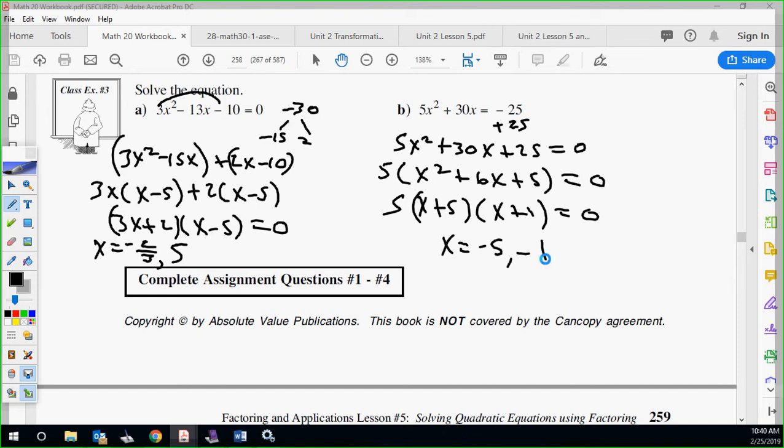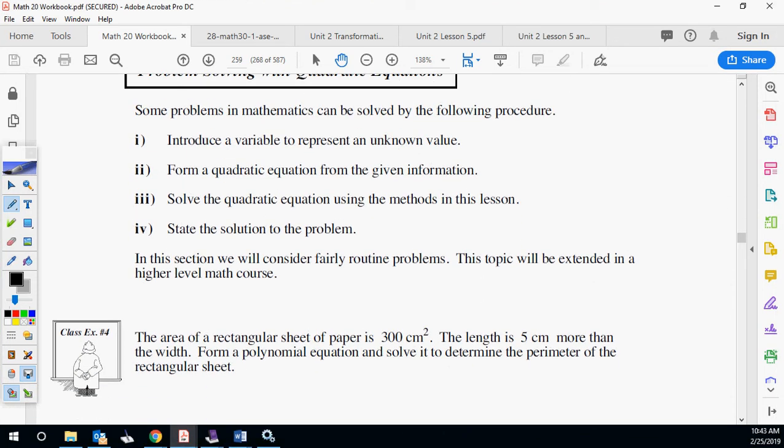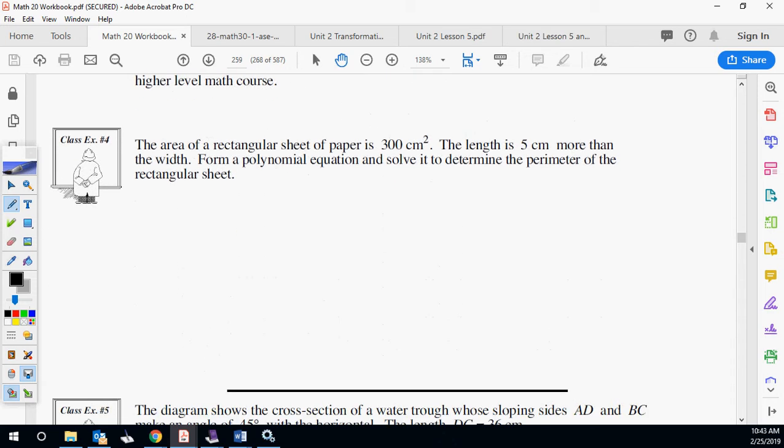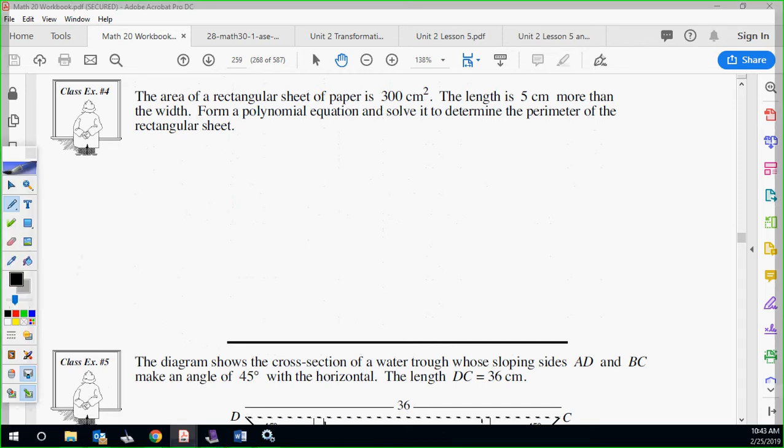All right, the application pieces. So here's the steps to using them. Pretty good steps. Just introducing a variable to represent unknown values, form a quadratic equation for the given information, solve the quadratic equation using the method we just showed you, and then state the solutions. So biggest thing is identifying a variable. That's where people get stuck on these. You feel like you don't have enough information, which you're right, but you're solving for that information. So let me show you what I mean here.